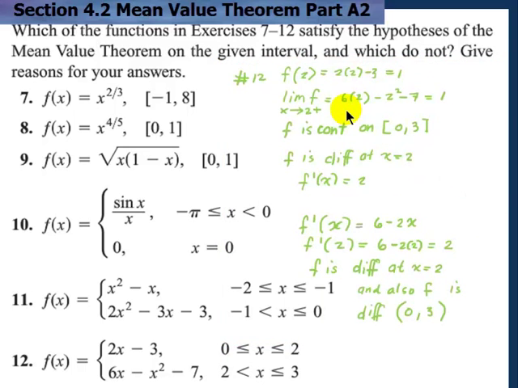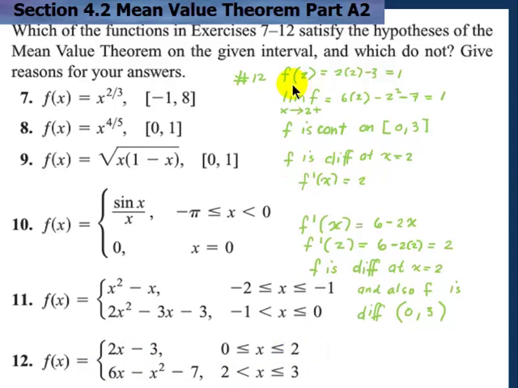Alright, what about number 12? Let's look at number 12. Again, these are two continuous functions, but we just want to make sure at where they're different. It's when x is equal to 2 that they will differ. So the question is, are they connected at x equal to 2?